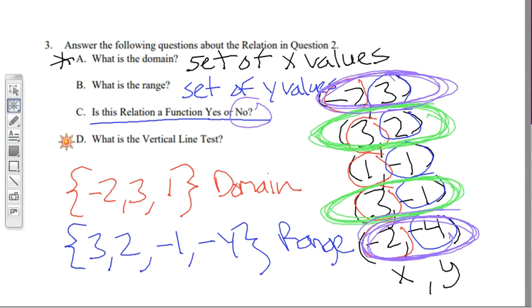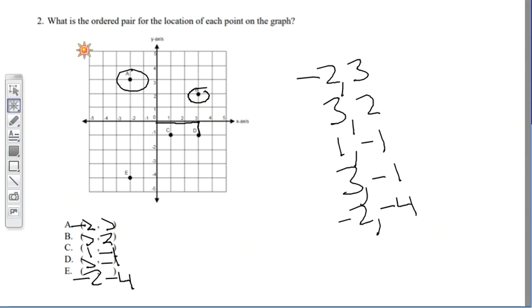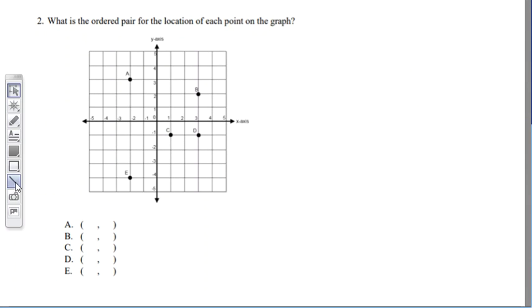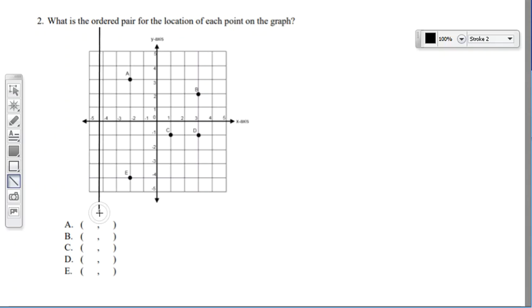Okay, the next question says, what is the vertical line test? So I want to go back to the graph of our relation here. As we look at this graph of our relation, what a vertical line test is, it's a test you can use to decide whether something's a function or not. So if something's a function, you can pass a vertical line through every point in the graph, and it will only ever touch one point at a time.